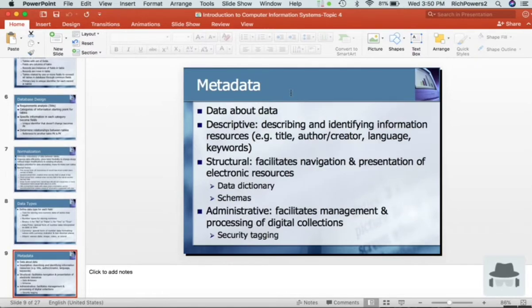So we talk about metadata. Metadata is data about the data. It describes the rules of what a table should look like, what the rows are, and what the characteristics of the rows are. So it's descriptive, describing the information and resources. It can be structural, defining what the structure is. And then it's administrative, the ability to define and provide access to a database.